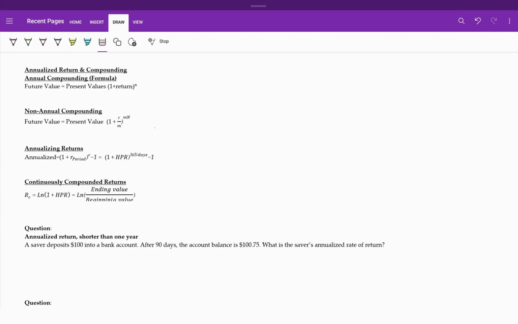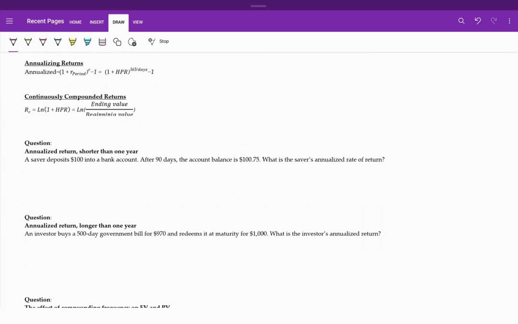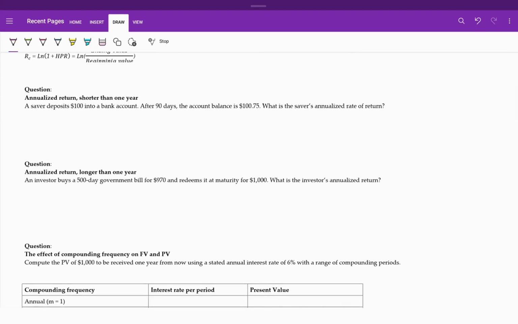And another way, if you look at it from a holding period perspective, let's try to calculate these things from the holding period perspective. I hope you remember how we calculate holding period. A saver deposited $100 in a bank account. After 90 days, the account balance is 100.75. So what would be the saver's annualized rate of return?